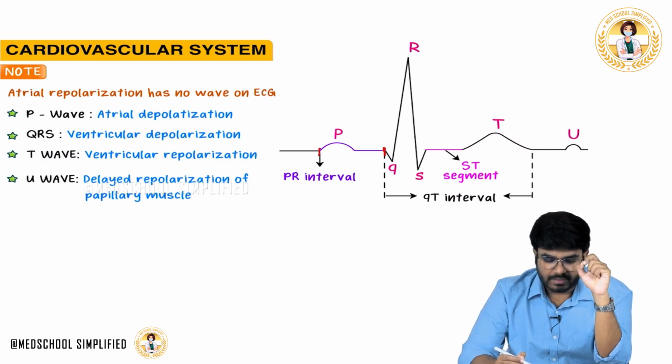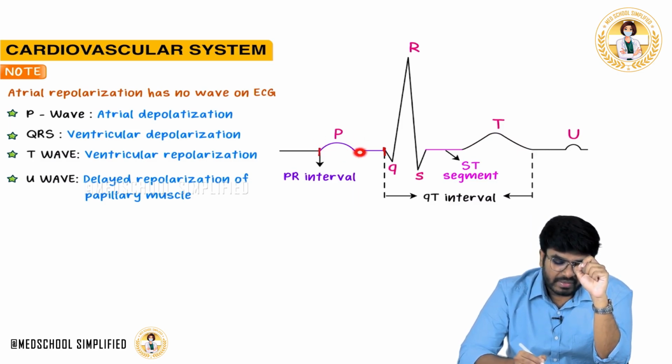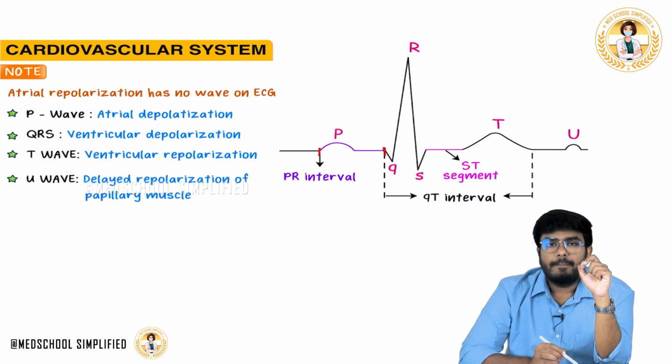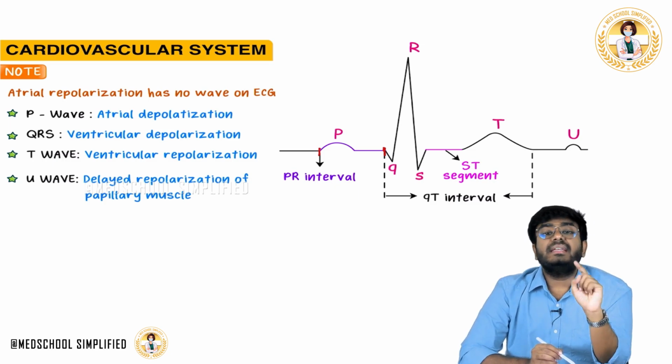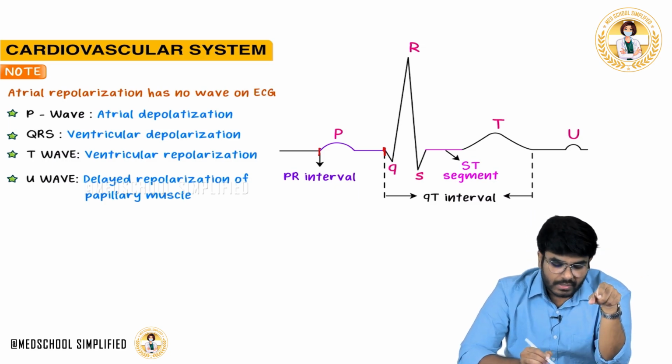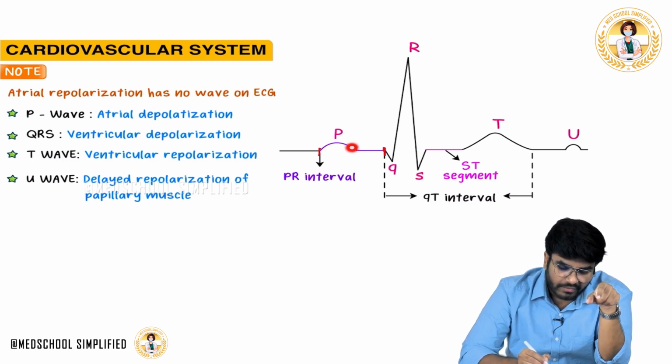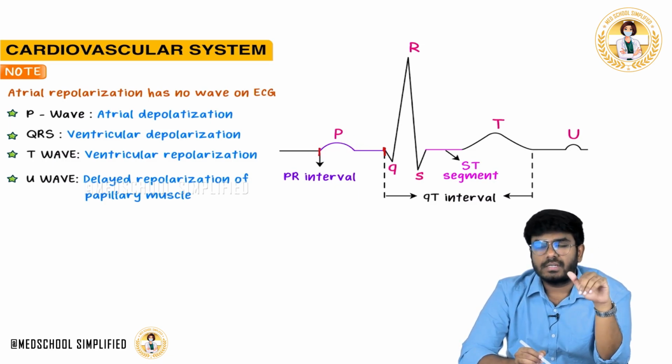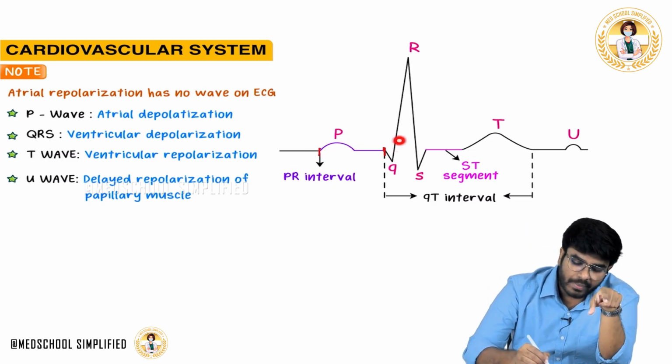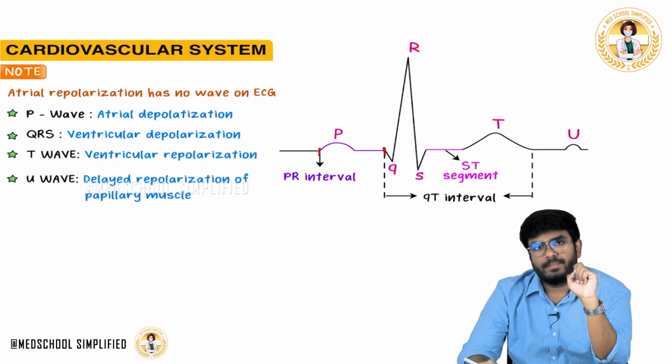Now you can ask me, sir, the P wave is atrial depolarization, right? Then where is atrial repolarization? Here I am showing you atrial depolarization. Where is atrial repolarization? See, atrial repolarization happens during the QRS.